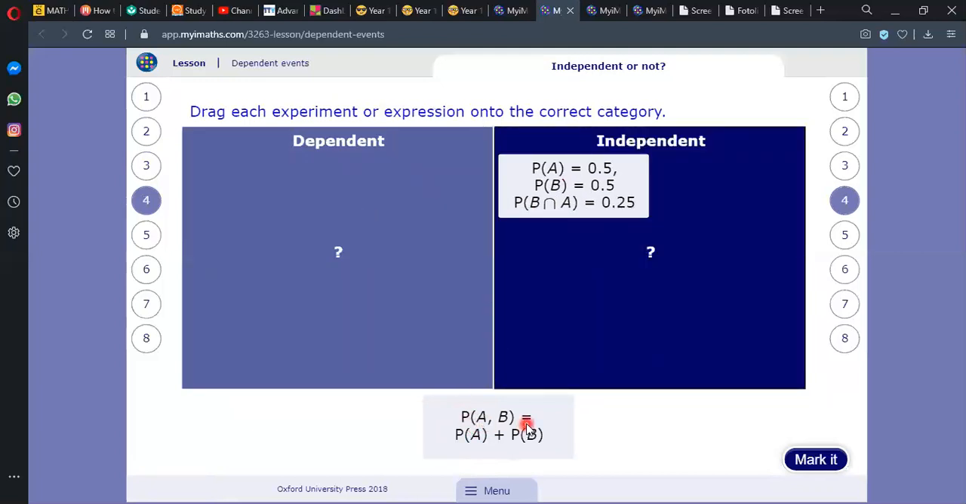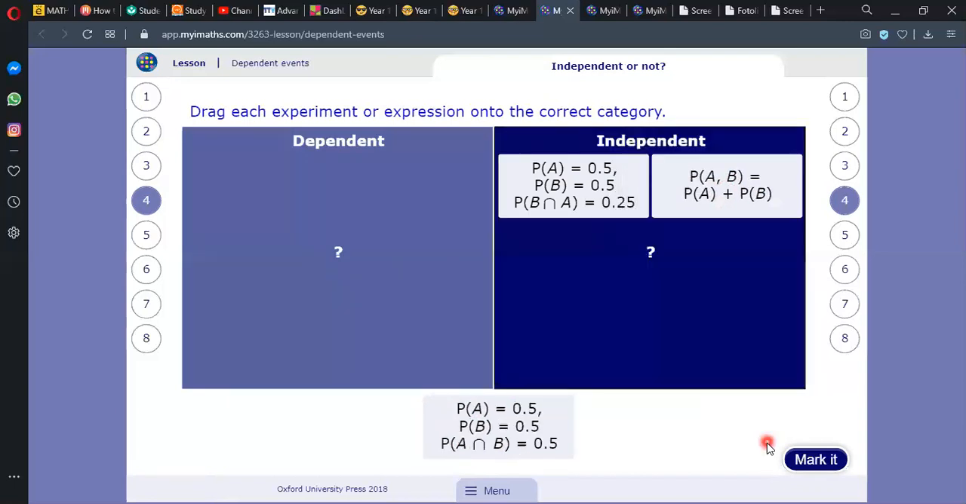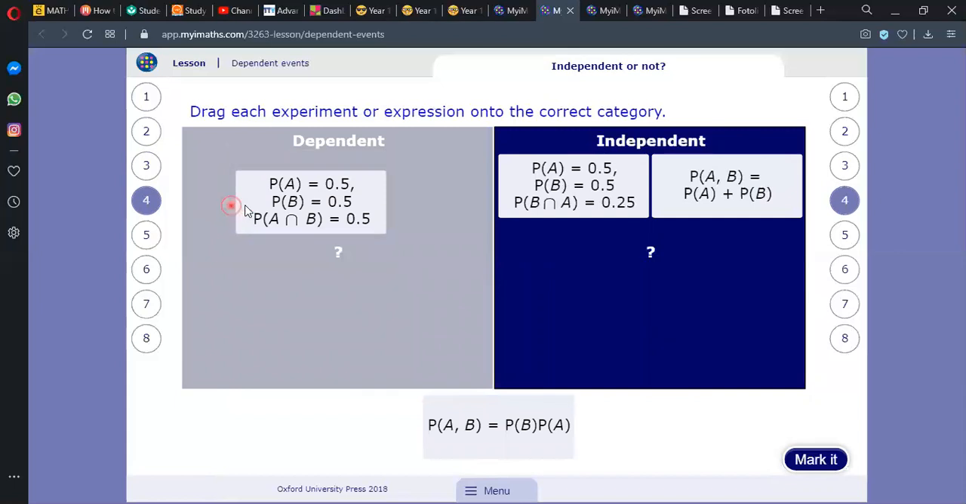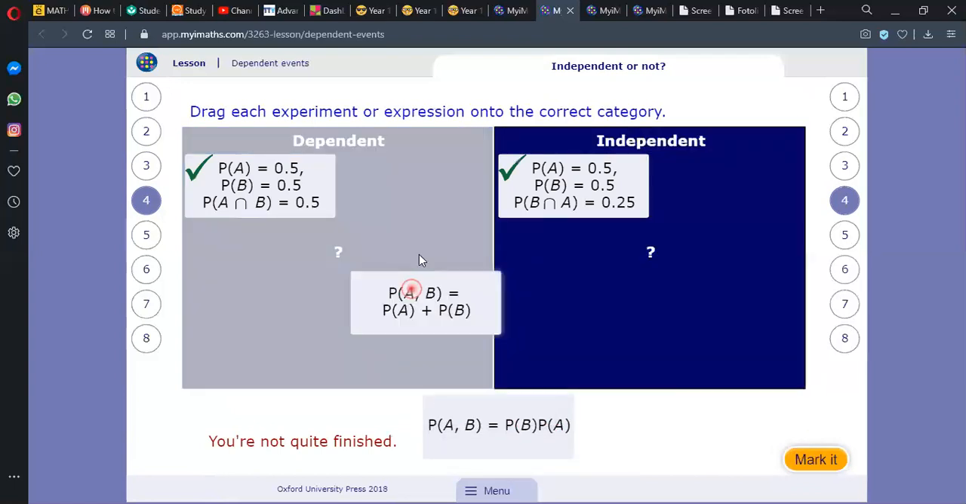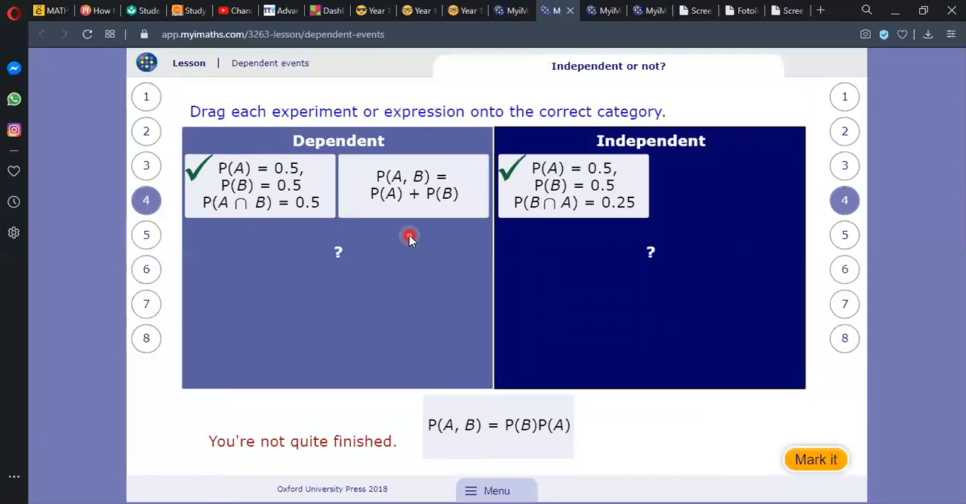This is probability of A and B equals the probability of A plus probability of B. Of course, definitely this works for independent events. And then we have probability of A intersection B is actually 0.5. It's supposed to be 0. So we could choose that to be in dependent events. And over here, let's see what we have already. So this is out. We need to drop it here. So you can see that this is correct where they are.